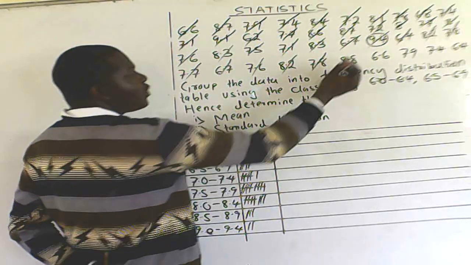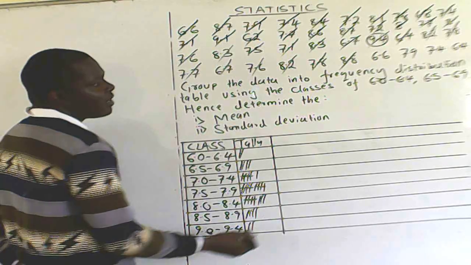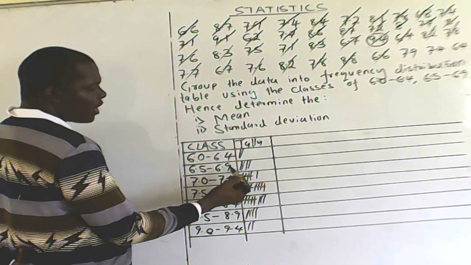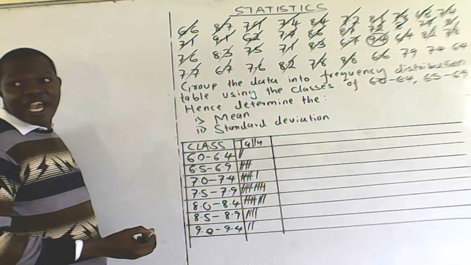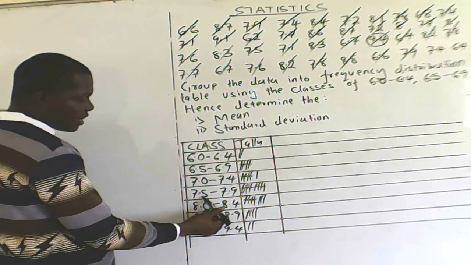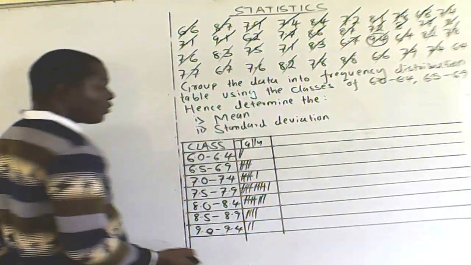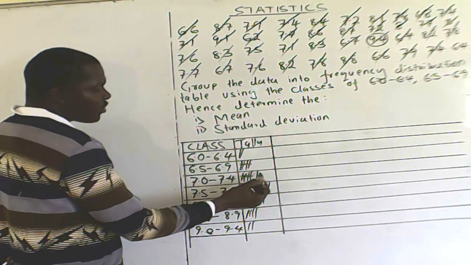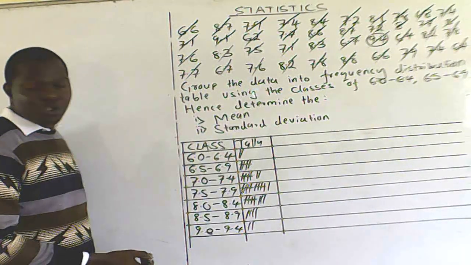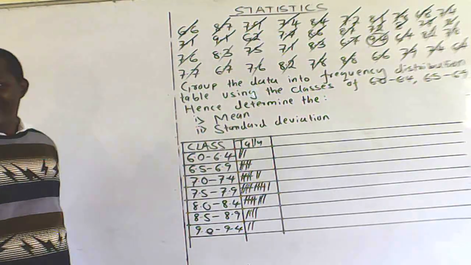So you move on. 8.8 is between 8.5 to 8.9. Then the next one, 6.6 is between 6.5 to 6.9. The fifth one you tie with, isn't it? You move on. 7.9 is between 7.5 to 7.9, isn't it? Then the next one, 7.4 is between 7.0 to 7.4, isn't it? Then the next one, 6.4 is between 6.0 to 6.4. So it means you counted everything, isn't it?